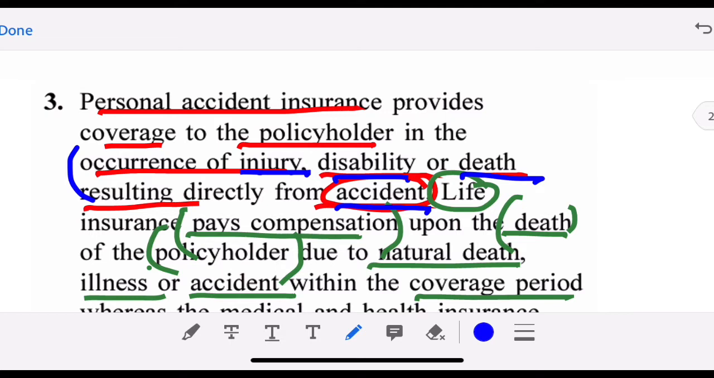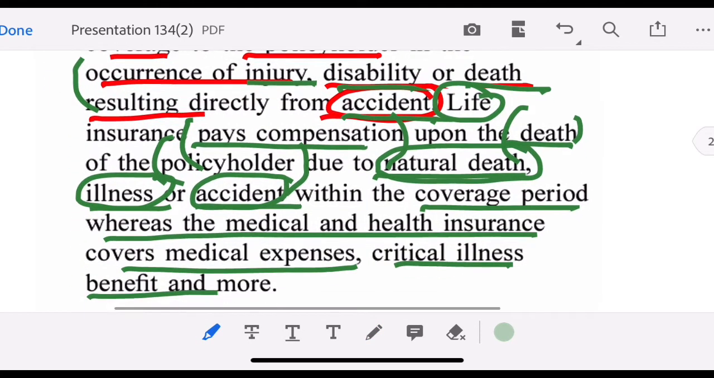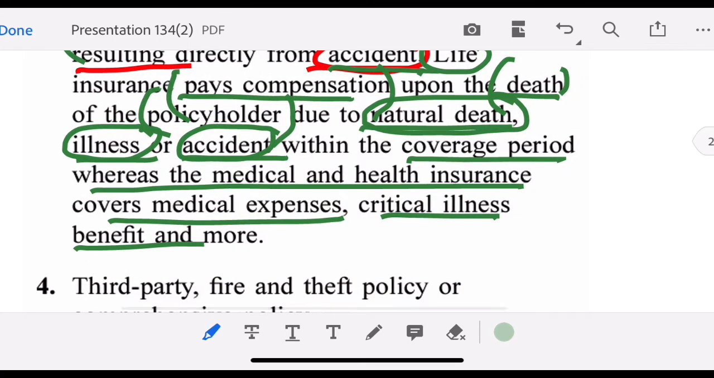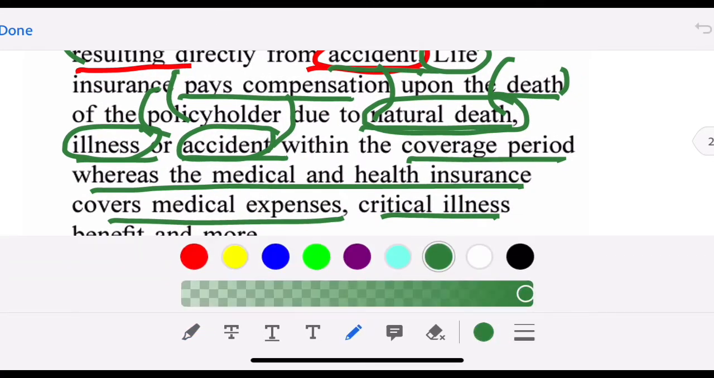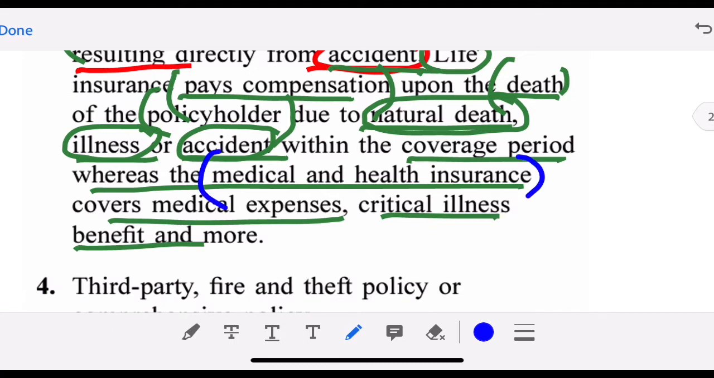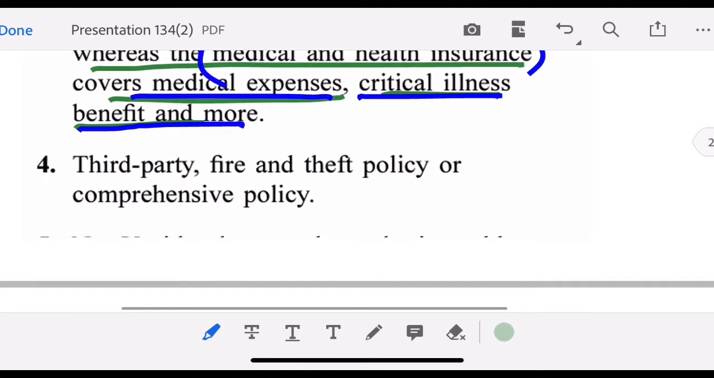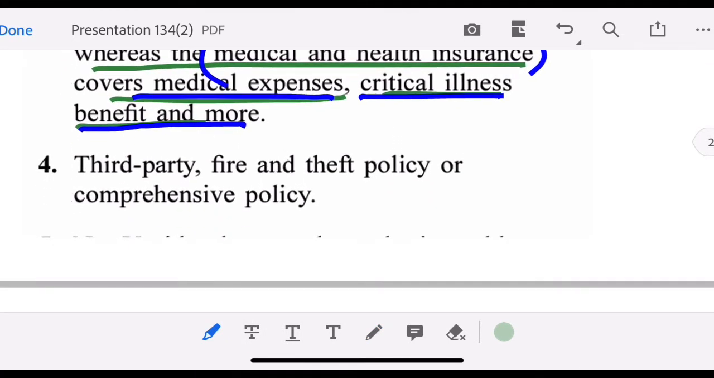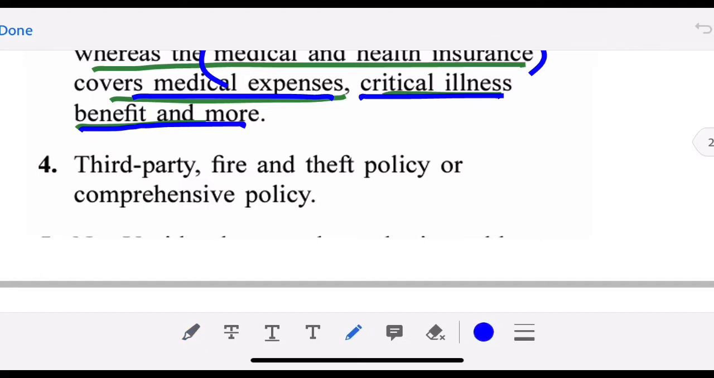Life insurance pays compensation upon the death of the policyholder due to natural death, illness, or accident within the coverage period. Whereas medical and health insurance cover medical expenses, critical illness, surgical expenses and other benefits.